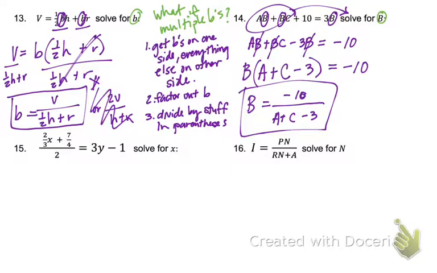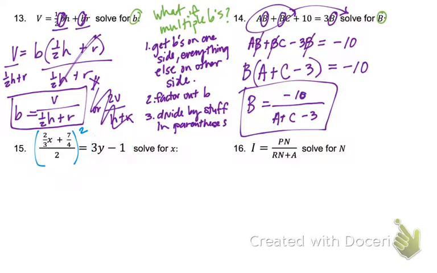Number 15, solve for x. This one doesn't actually have multiple x's, so we're not going to use the 3-step process, but it does have multiple fractions. So brainstorm how you would get rid of these. Well, I'm going to have to multiply by the least common denominator twice. So I'm going to multiply this whole thing by 2.